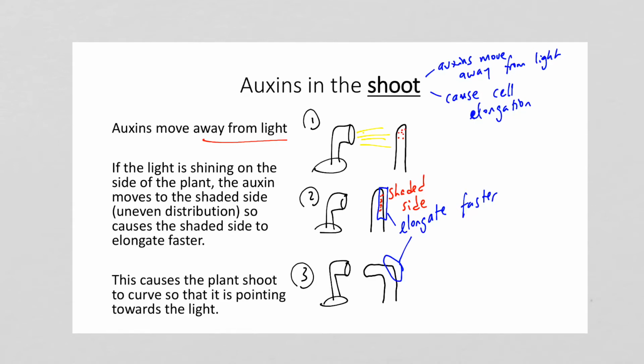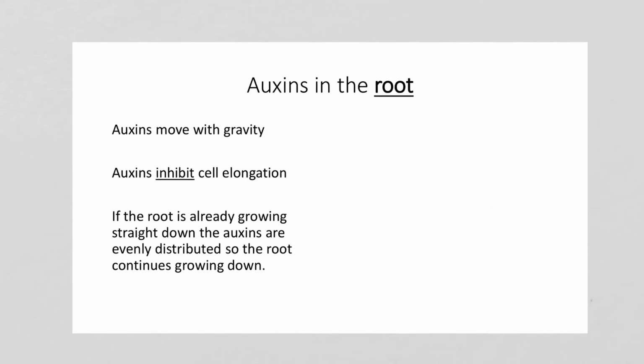Okay, what about in the root? In the root, there's not light, so it's underground. We're not going to be worried too much about its response to light. Instead, we're going to talk about its response to gravity. And they move with gravity, so they're going to move down to the bottom of wherever the structure is. In the root, it's the opposite. They inhibit cell elongation. So in the shoot, it was stimulating cell elongation. In the root, it inhibits.